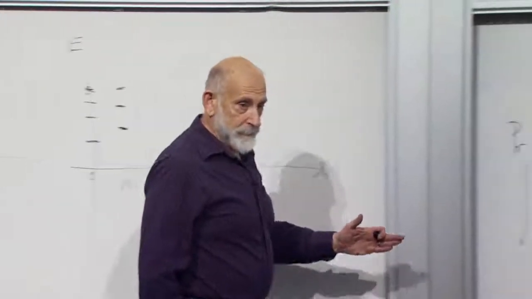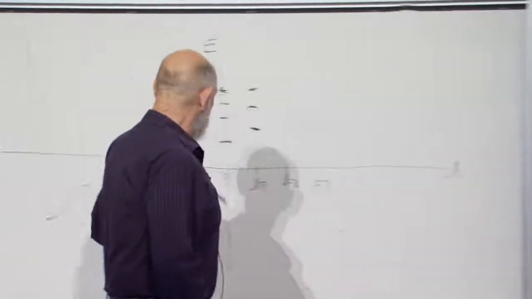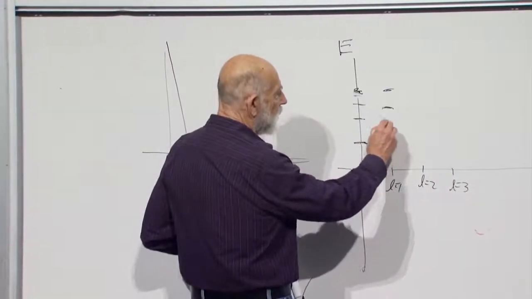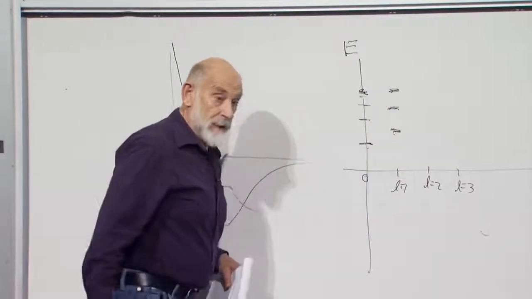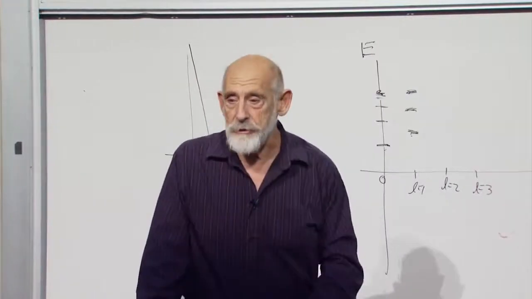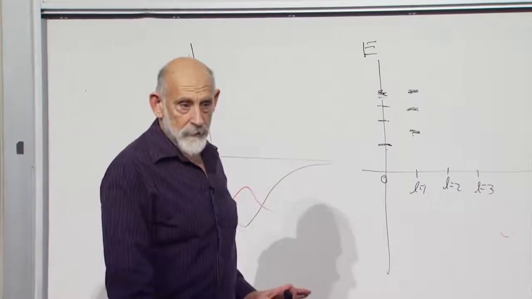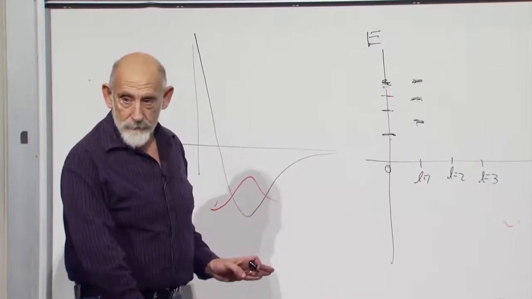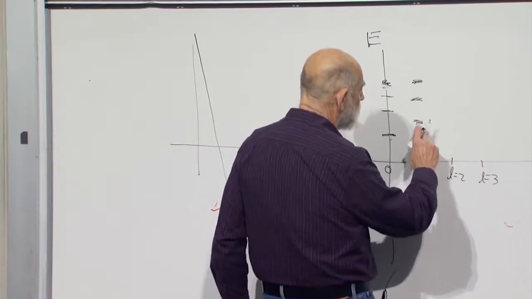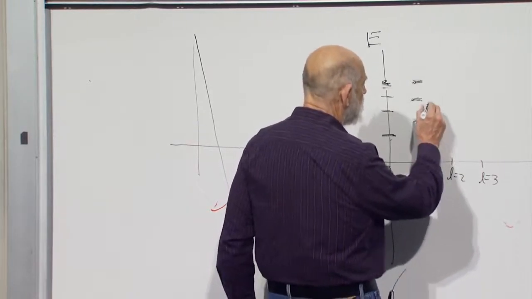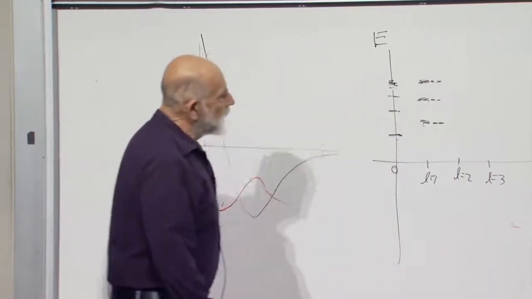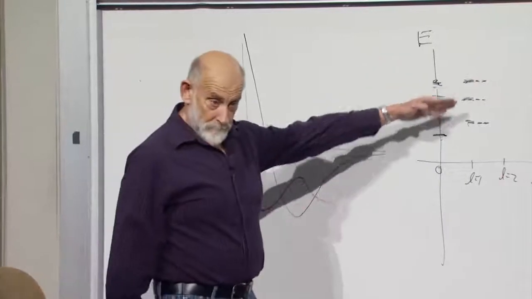How many states are there at each one of these levels? I've drawn a little dash here to indicate a possible energy level. But what is its degeneracy? How many states are there at each one of those dashes? 2L plus 1, 3. So we should really draw these as 3 little dashes if I was trying to separate them and indicate 3 states. Each one of these is a triplet.